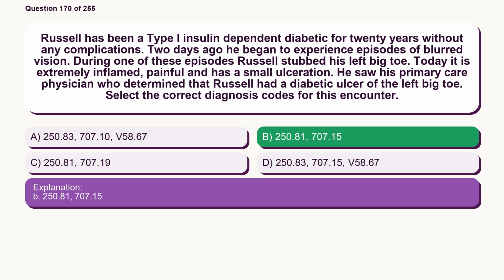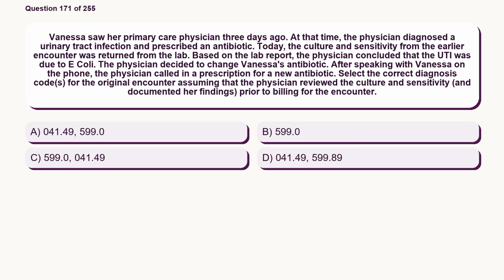Question 171. Vanessa saw her primary care physician 3 days ago. At that time, the physician diagnosed a urinary tract infection and prescribed an antibiotic. Today, the culture and sensitivity from the earlier encounter was returned from the lab. Based on the lab report, the physician concluded that the UTI was due to E. coli. The physician decided to change Vanessa's antibiotic. After speaking with Vanessa on the phone, the physician called in a prescription for a new antibiotic.